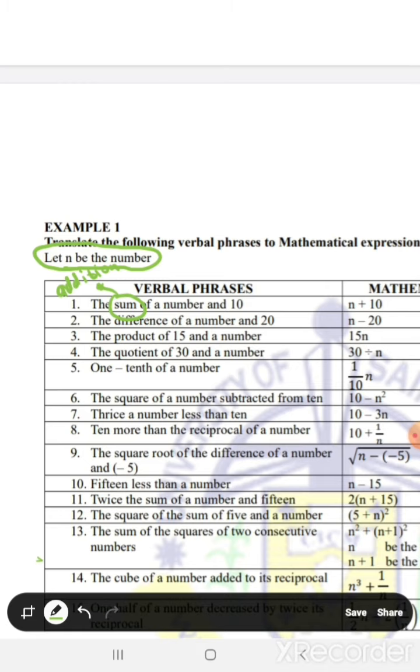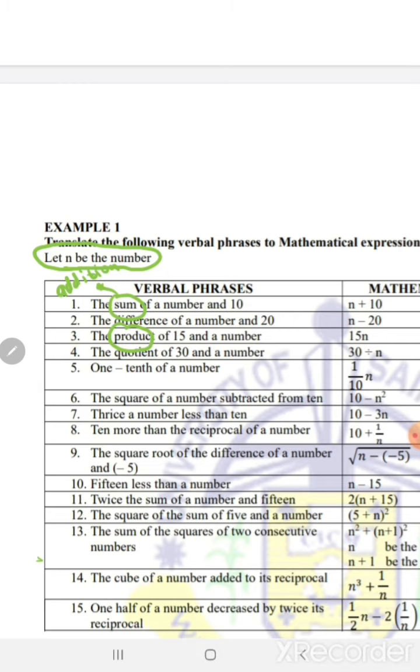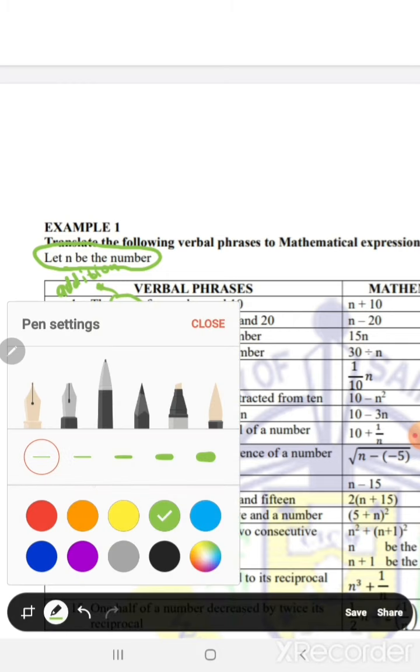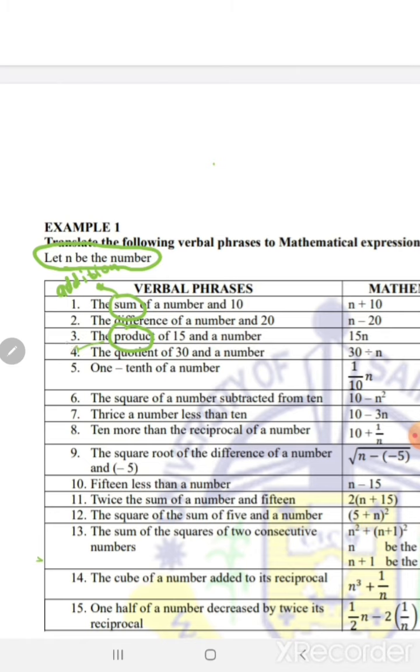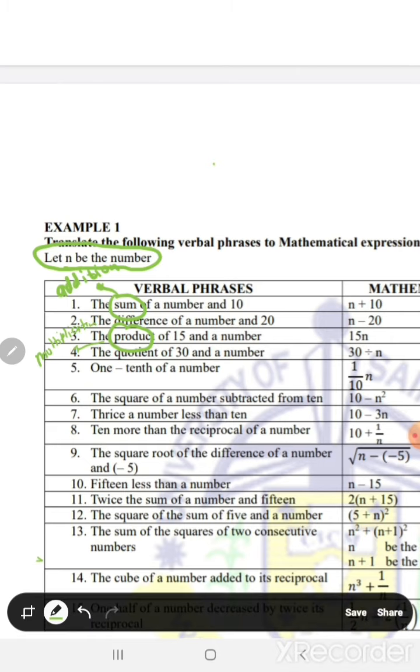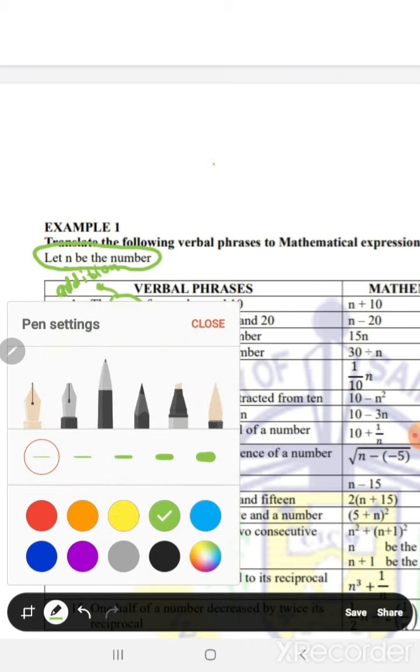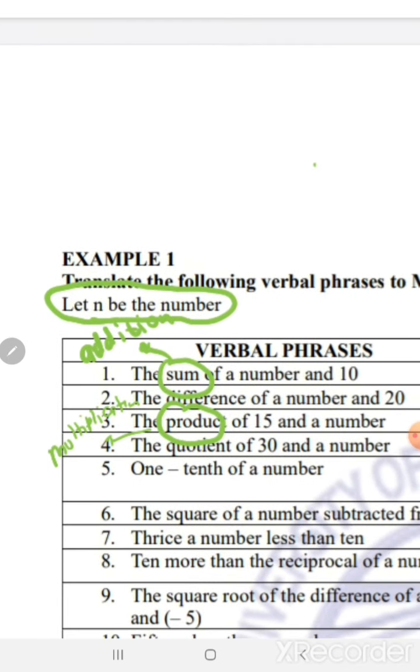Okay? So, the product of 15 and a number. The product will always denote multiplication. Difference will denote subtraction. Alam niyo na yun, di ba? Because these are just the basic. Since elementary, meron to. Subtraction.